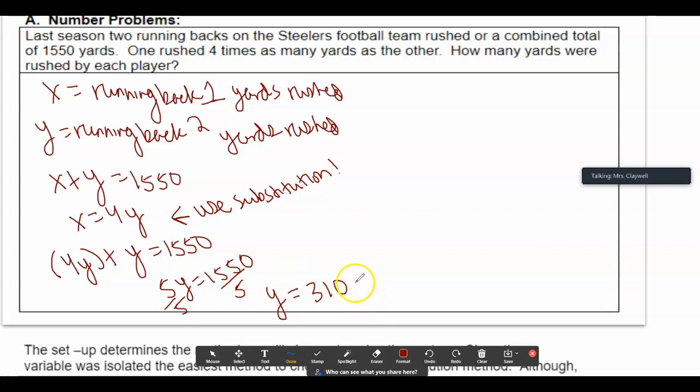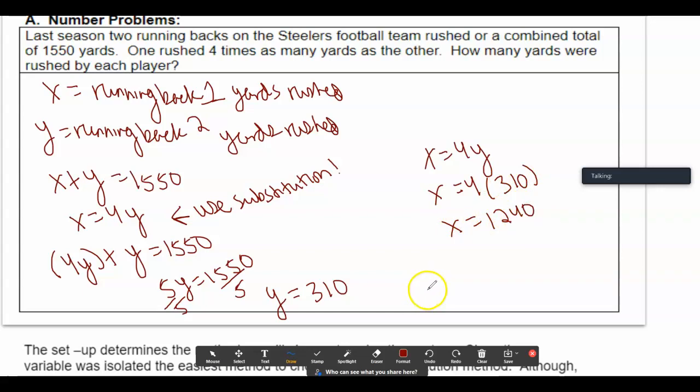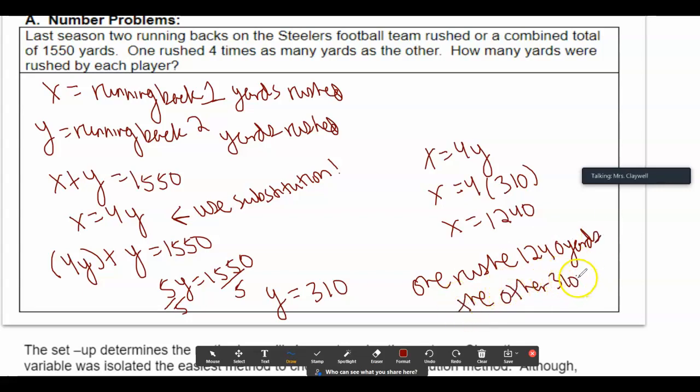So the first person did 310 yards, but I still need to find my second person. So 1 rushed 1,240 yards. The other 310 yards.